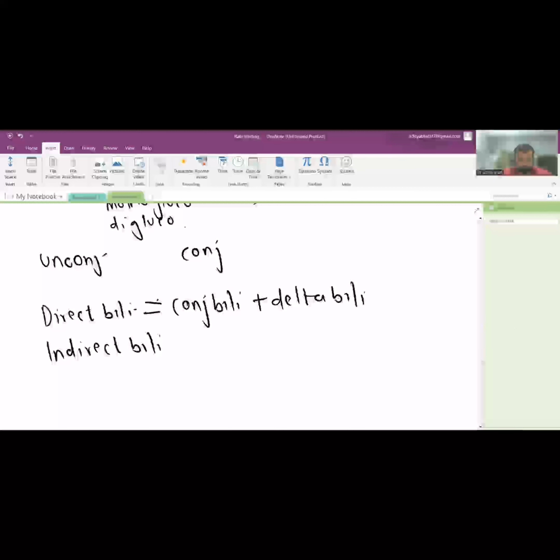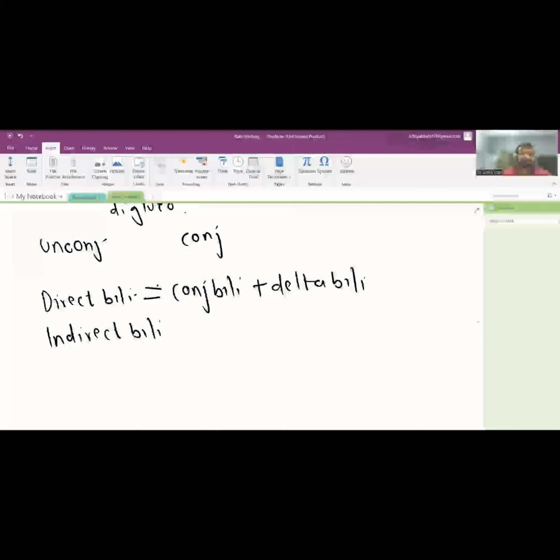Now, what is delta bilirubin? Delta bilirubin is the conjugated bilirubin which is covalently bound to albumin. So that is again very important, and you have to understand the basics.